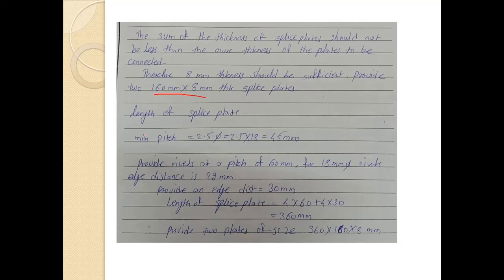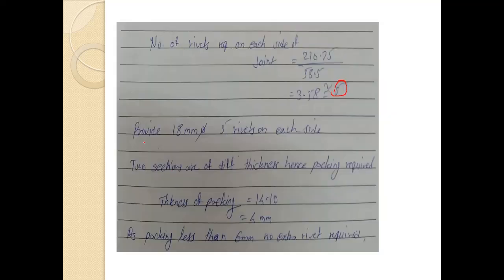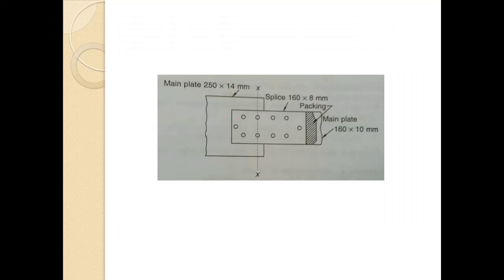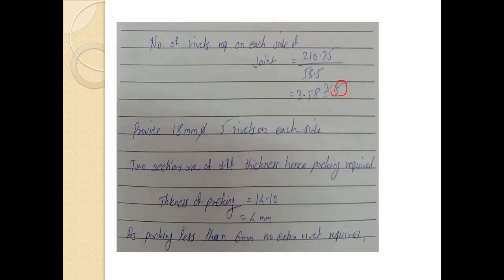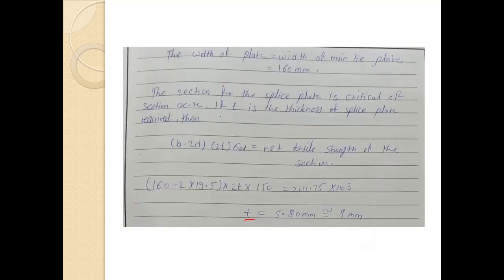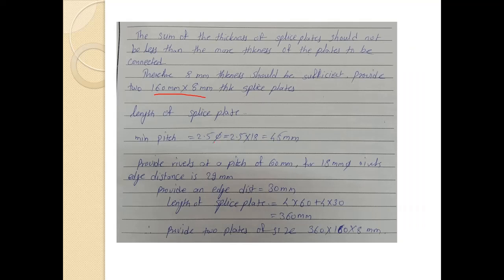Now the length of the splice plate. We are providing here 5 rivets on each side, so the pitch will decide the length of the plate. The minimum pitch is 2.5 into 18 mm, that is 45 mm. So we provide a rivet pitch of 60 mm. For 18 mm, 5 rivets, the edge distance is 29 mm, so we are providing an edge distance of 30 mm.